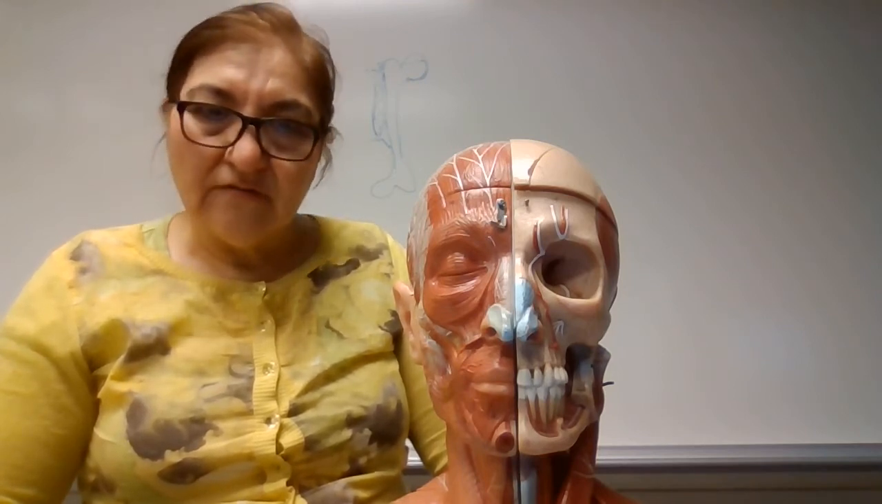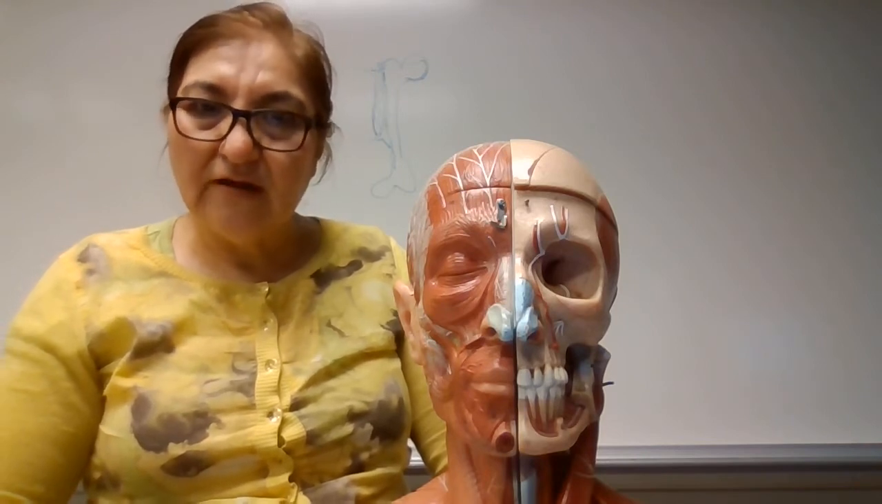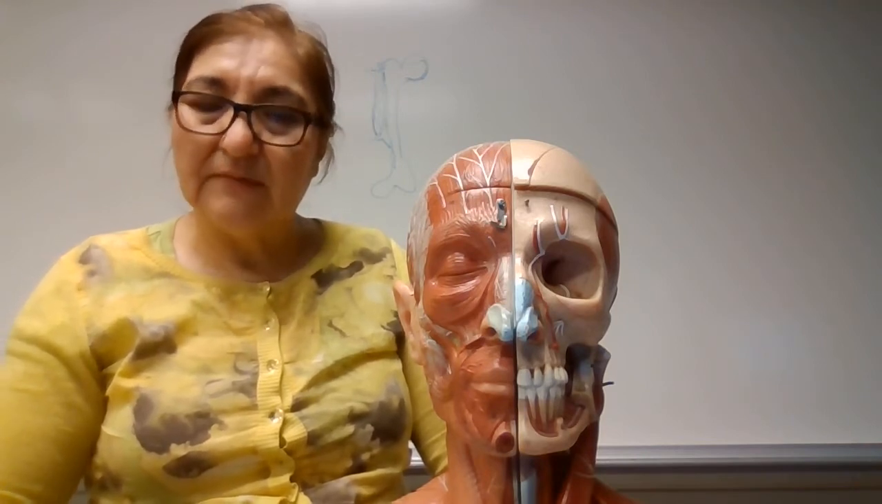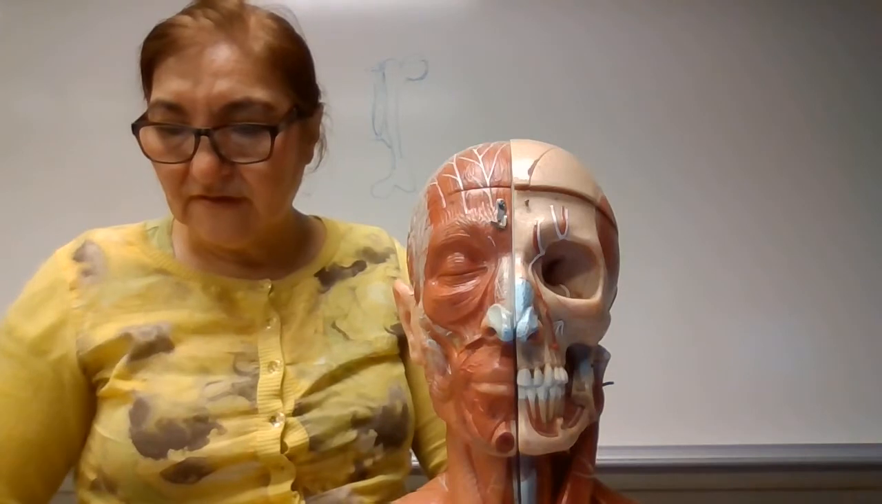When we do chapter 12, I think we go over the 12 cranial nerves. Each nerve has a number, nerve 1, 2, 3, 4, 5, 6, up to 12, and one of them, nerve 7, is the facial nerve.